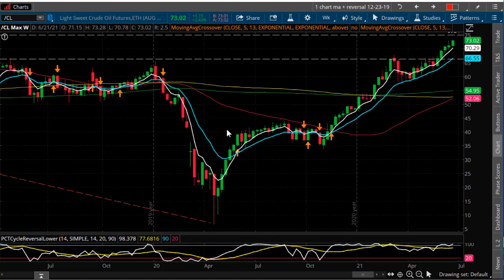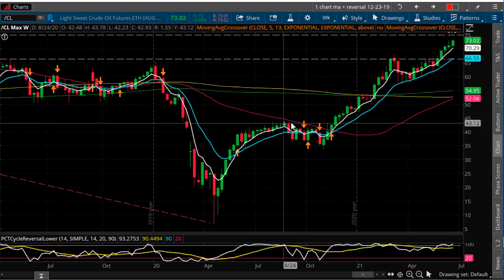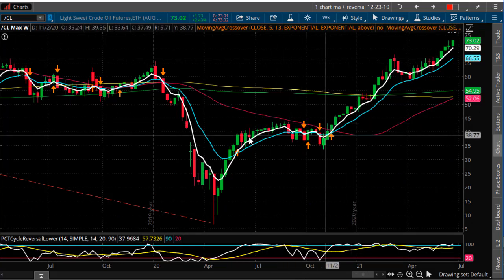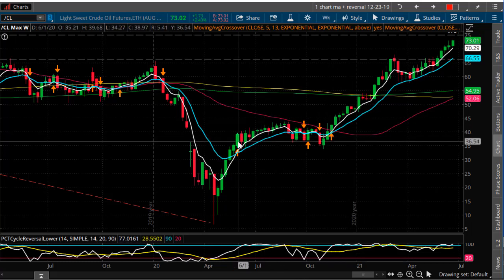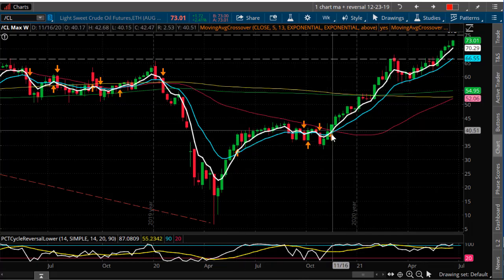Now here's an example of crude oil. Now you can see it was in this kind of sideways price coiling action, consolidation phase right here. So you can see crude oil from April of 2020 or June of 2020 right here, it was sideways, and then it finally triggered and kicked to the upside on this 5-13 cross.